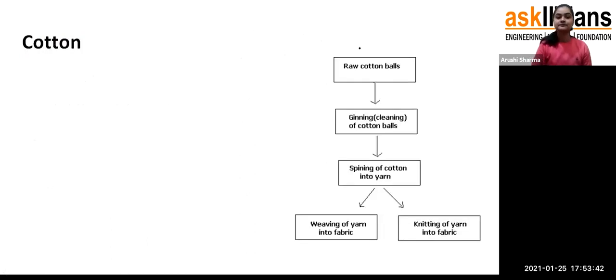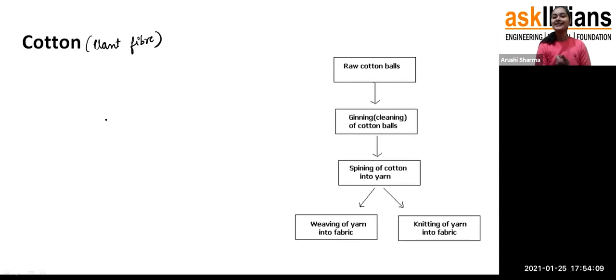Good. First of all is cotton production, how we are going to produce the cotton. As we can see, cotton is a plant fiber. I can't mention it again and again because we have already seen that. We don't need to recall it again and again, because we know the fibers which we get from plants, we call plant fibers.